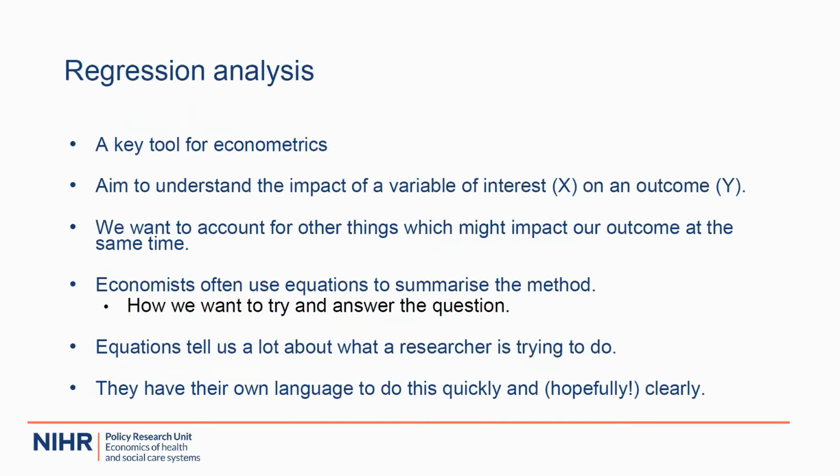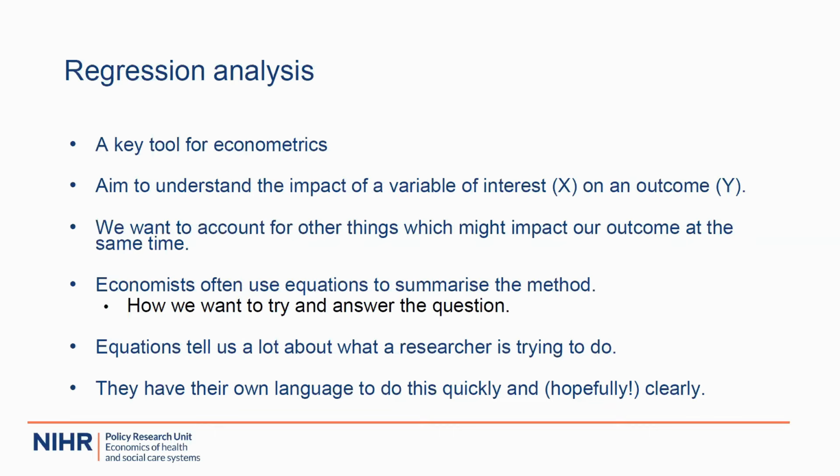So we investigated the effects of that policy through regression analysis, which is used throughout econometrics. It's a key tool that's used aiming to understand the impact of what we normally call a variable of interest, such as the introduction of a policy like GPs in emergency departments, on some kind of outcome. As mentioned in the previous session, sometimes there are multiple potential outcomes. So we could think about waiting time as an outcome.